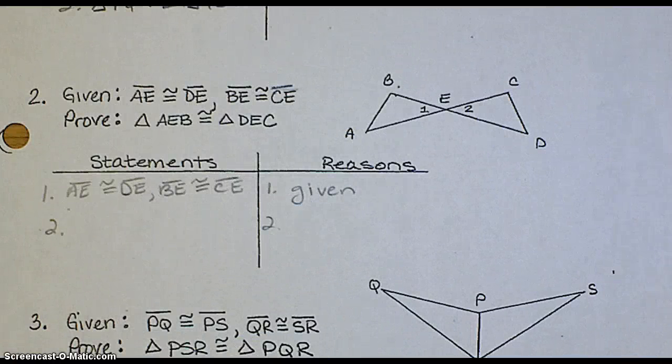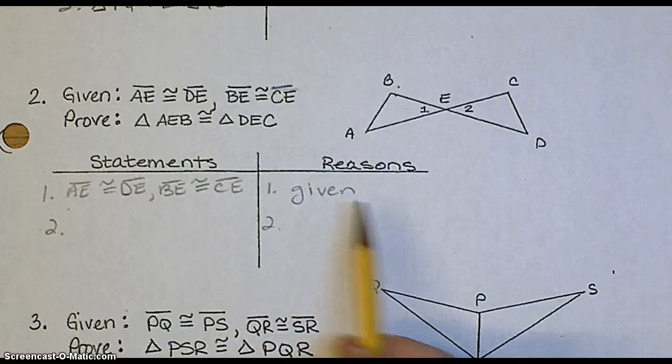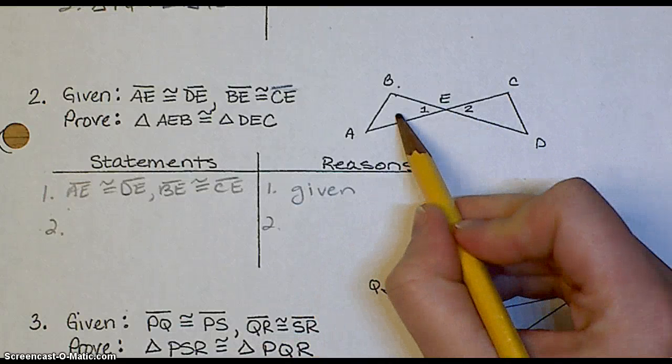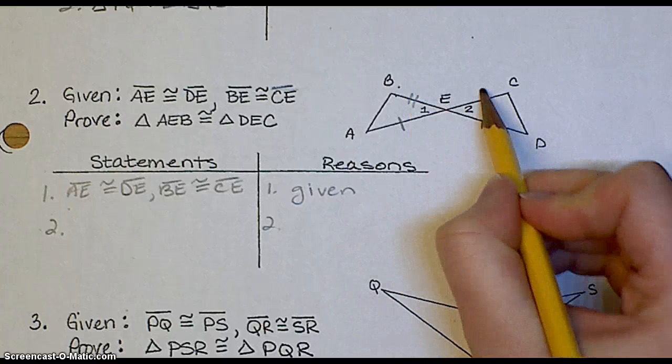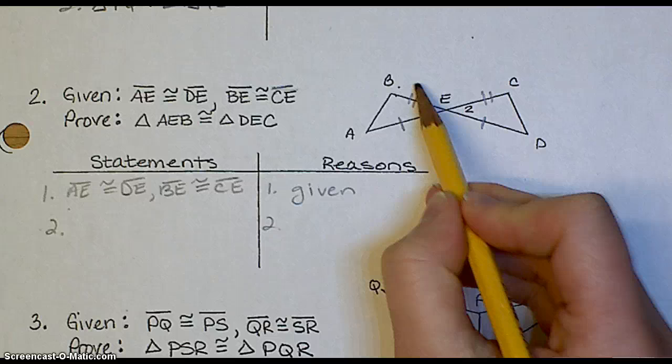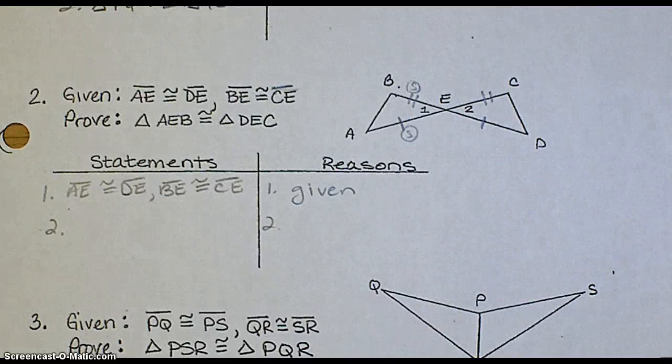Number 2 is really similar, so put your given information in your proof and then go ahead and mark that on your picture. AE is congruent to DE and BE is congruent to CE. Well, right now we only have 2 sides. That's not enough information, so I need to see what else this picture gives me.